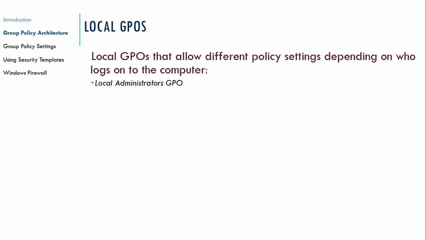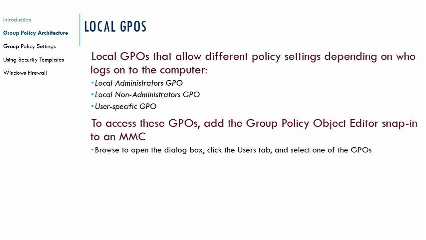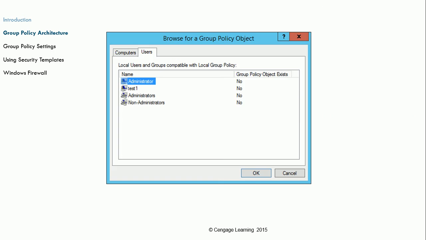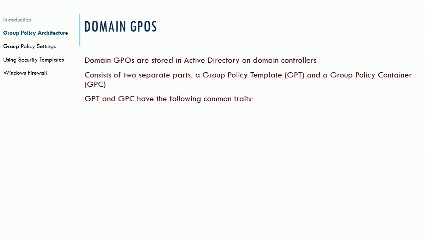And they apply differently depending on who's logging in. If you log in as an administrator, you have one set of GPOs, then you have a GPO for non-administrators, and then user-specific GPOs, so you can set GPOs for specific users. To access these GPOs, you add the group policy object editor snap-in to the MMC, or you can just run the gpedit command as I described before, and then you'll be able to manage the group policies.